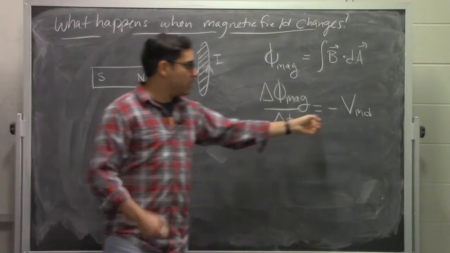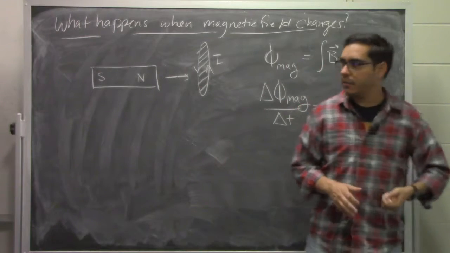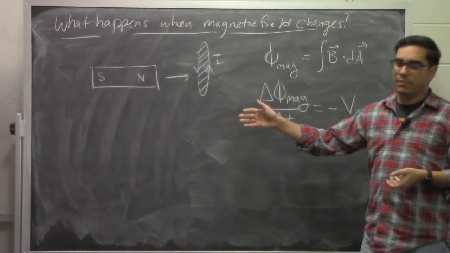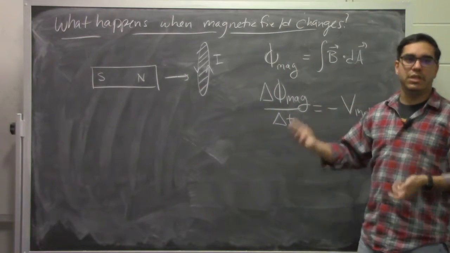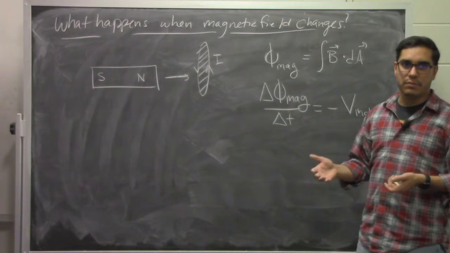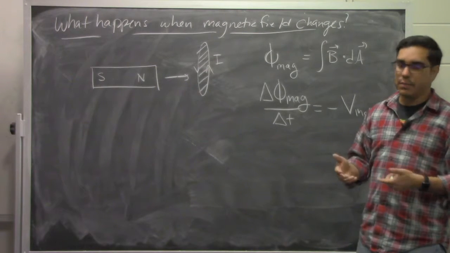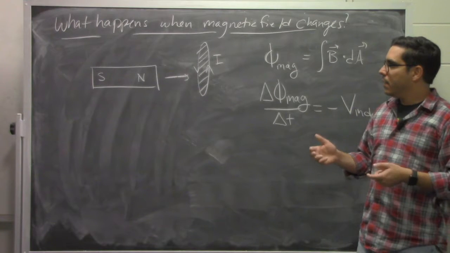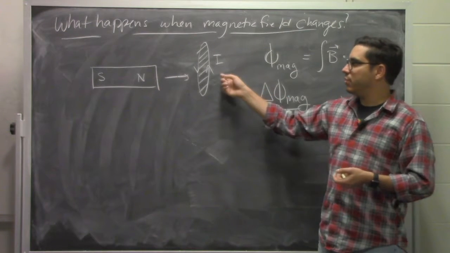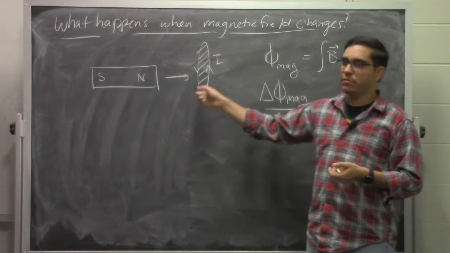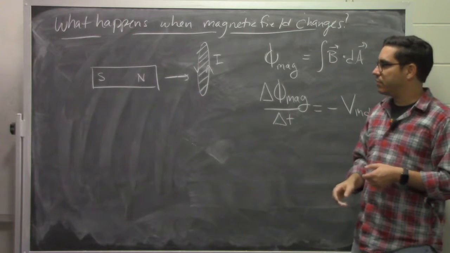The minus sign here takes into account the fact that the way that the current develops is to oppose a change in flux. And we'll talk about that in some detail as well. Why does that happen? How does it generate it in that way? But the current that it develops is to produce a magnetic field that opposes the change in magnetic flux.